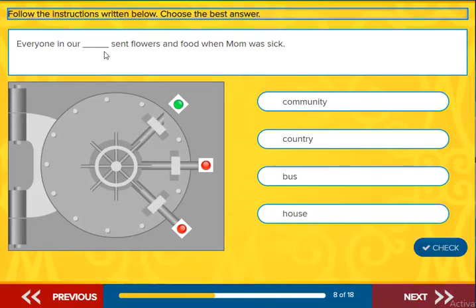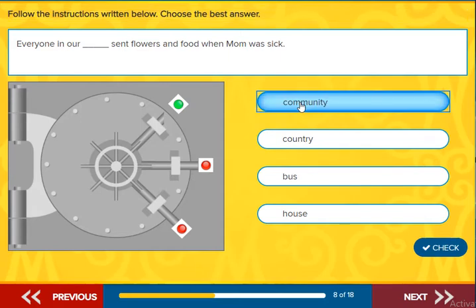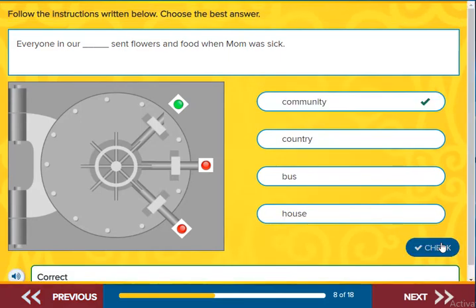Everyone in our what sent flowers and food when Mom was sick. So everyone in our community, country, bus, or house. And the answer is community. Everyone in our community. Fantastic.